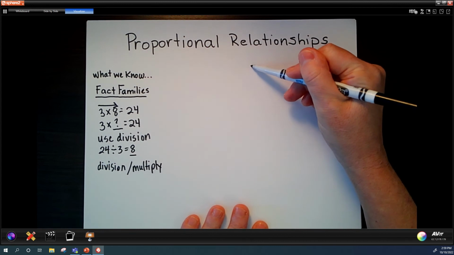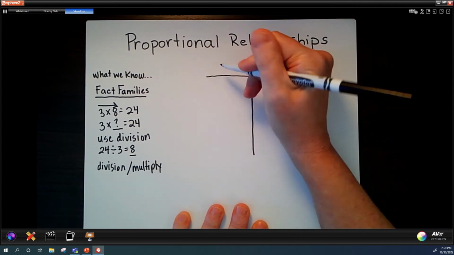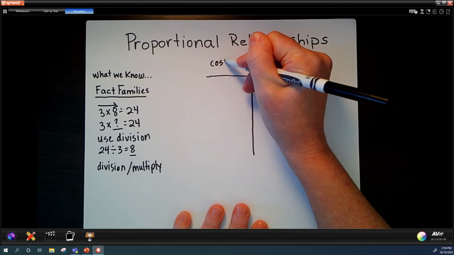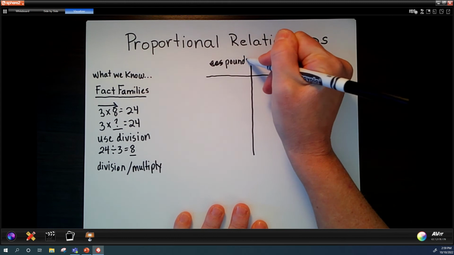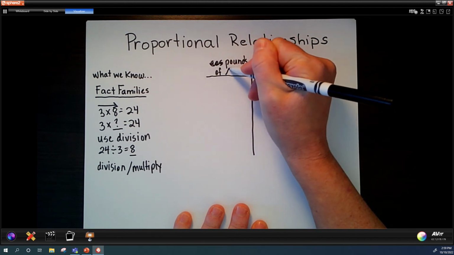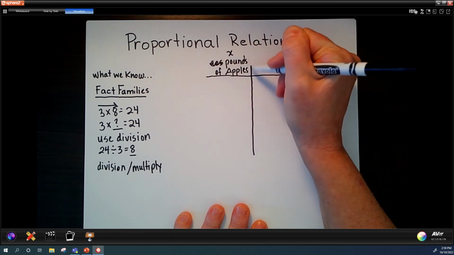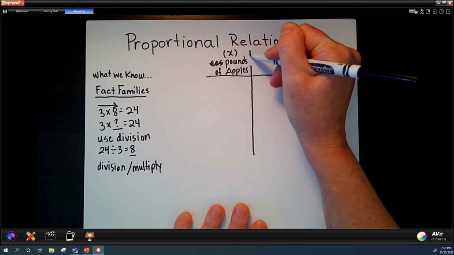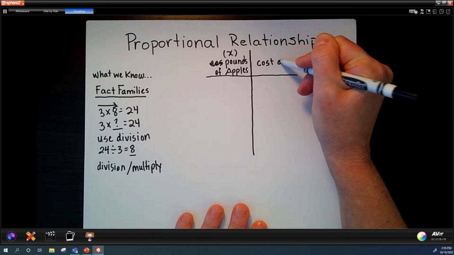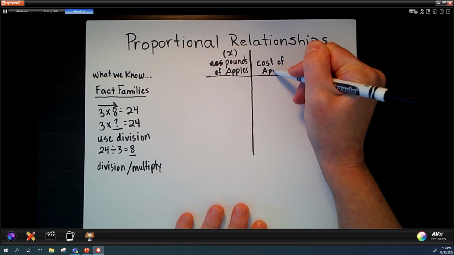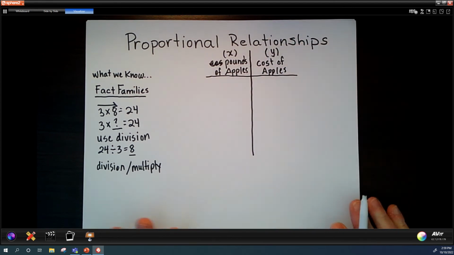Okay, so I'm going to show you two. We did one in class, and we have this in our journal. The pounds of apples, we call this the X. This is the X side of the column of the chart. The cost of apples is going to come over here, and that's the Y side. We're going to use that when we get into graphing.